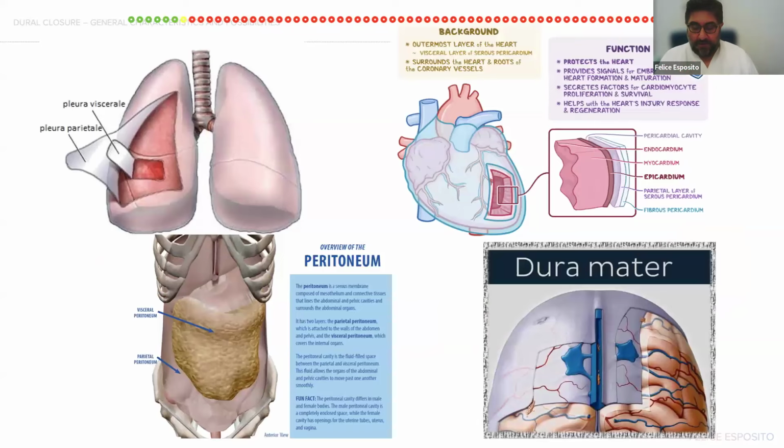And we have to keep in mind that the dura mater is not unique in the human body, because many other organs have this mantle, this protection: the lungs, the heart with the pericardium, the abdominal organs with the peritoneum.